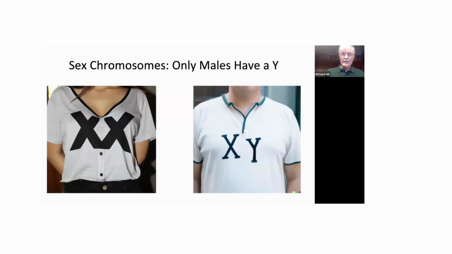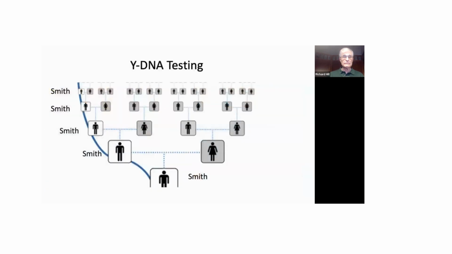Well, let's start with the Y-DNA test. As you may remember from biology class, women receive one X chromosome from each parent, but men have an X chromosome they got from their mother and a Y chromosome they got from their father. Because of this direct inheritance path from father to son, testing a man's Y chromosome can trace paternal ancestry through a man's father's father's father, and so on.